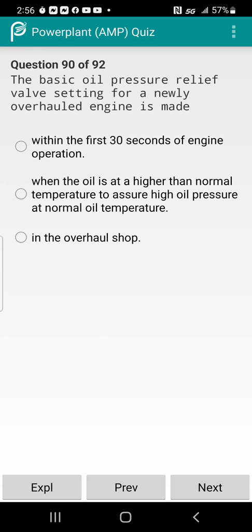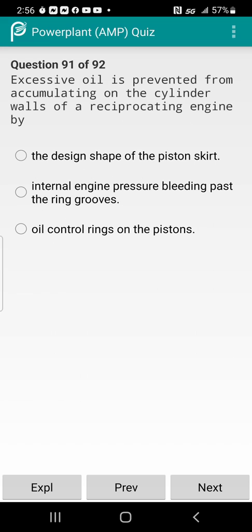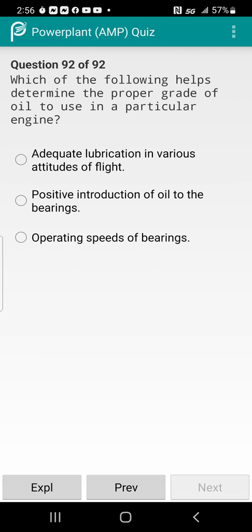The basic oil pressure relief valve setting for a newly overhauled engine is made in the overhaul shop. Excessive oil is prevented from accumulating on cylinder walls of a reciprocating engine by the oil control rings on the pistons. Which of the following helps determine the proper grade of oil to use in a particular engine? Operating speed of the bearings.